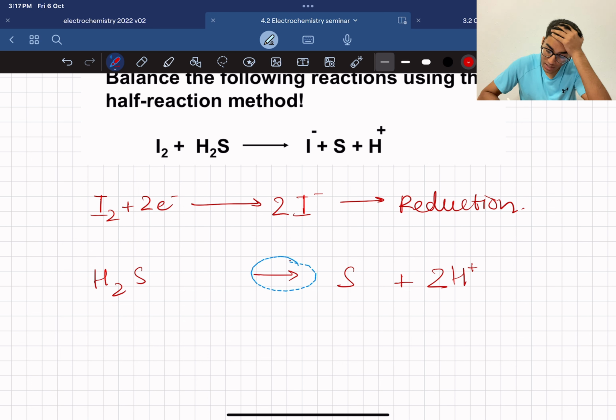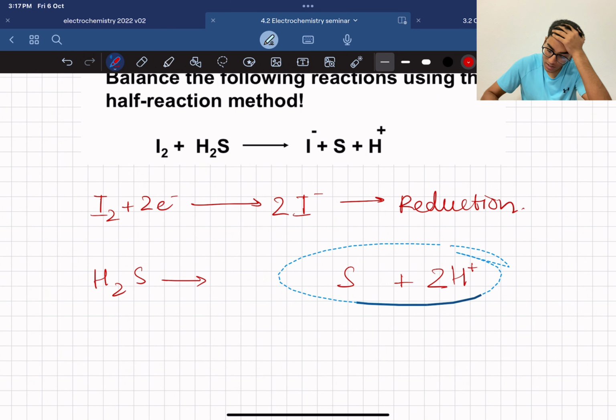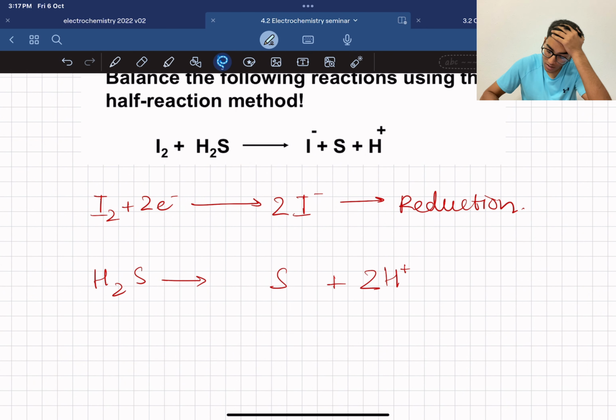Okay, let's bring this guy here. And let's cut this guy out. And let's bring these guys here. Boom. Now, let's compare them again. We see over here 2H plus. 2H plus is basically plus 1, but it's 2. That means the overall charge over here is plus 2.